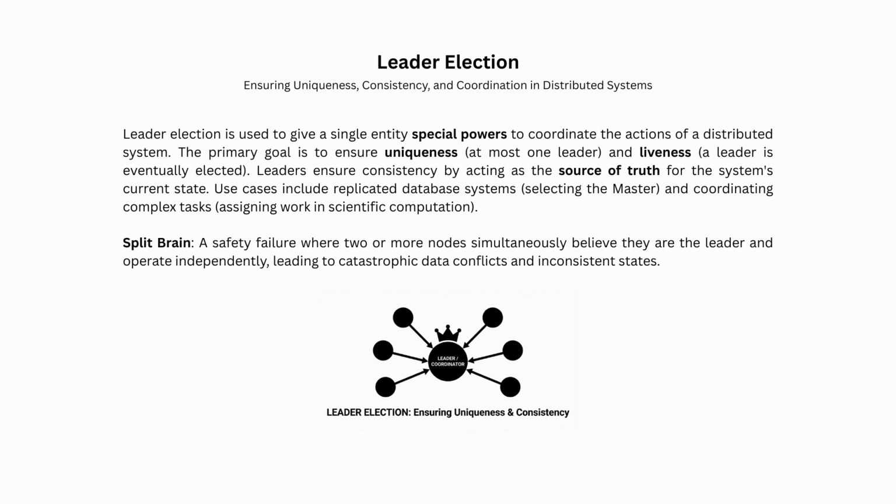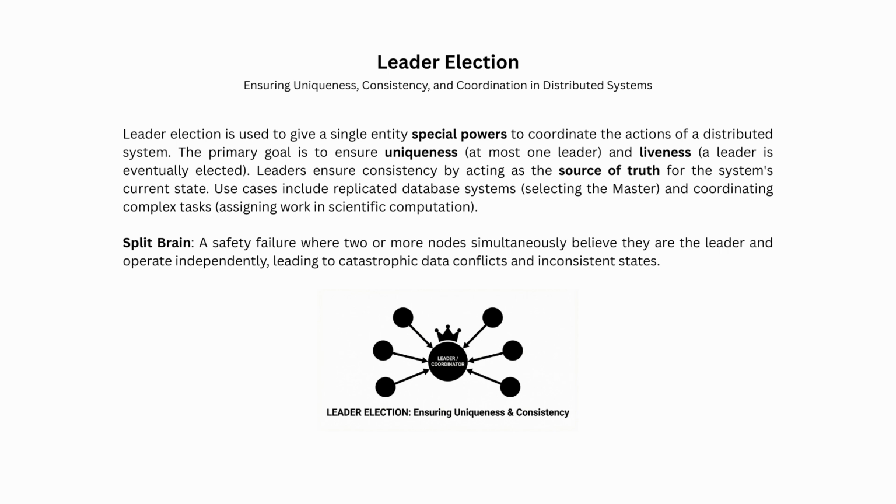The election process must be highly robust to handle network outages and process failures. The safety condition of any robust election algorithm is critical: only one processor is allowed to enter the elected state. If two nodes believe that they are the leader simultaneously, you enter a split brain situation, which is a major concern in system design. The leader election process needs a consensus algorithm to decide who holds the power, especially when failures or network partitions occur.